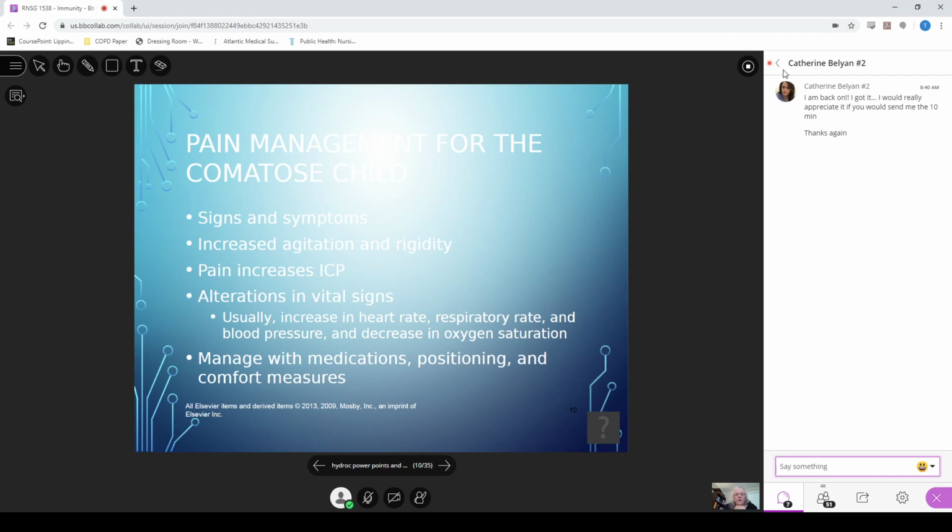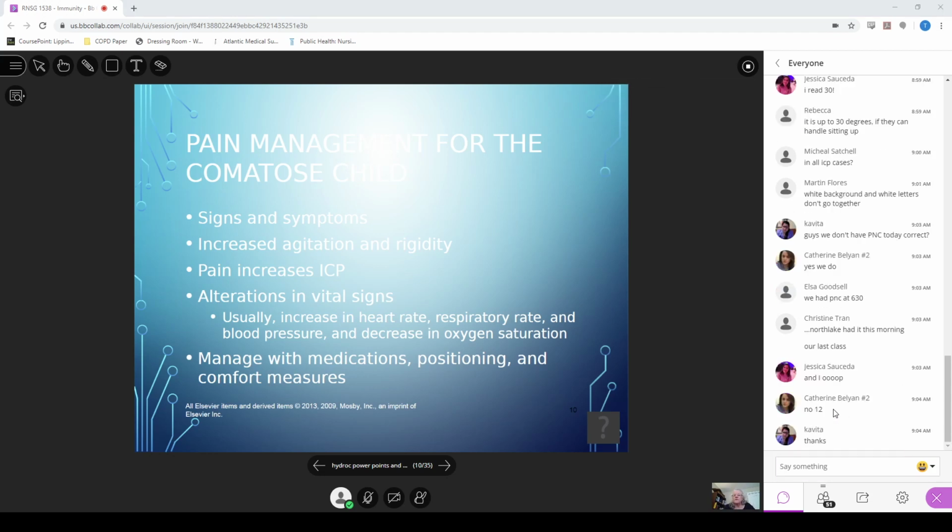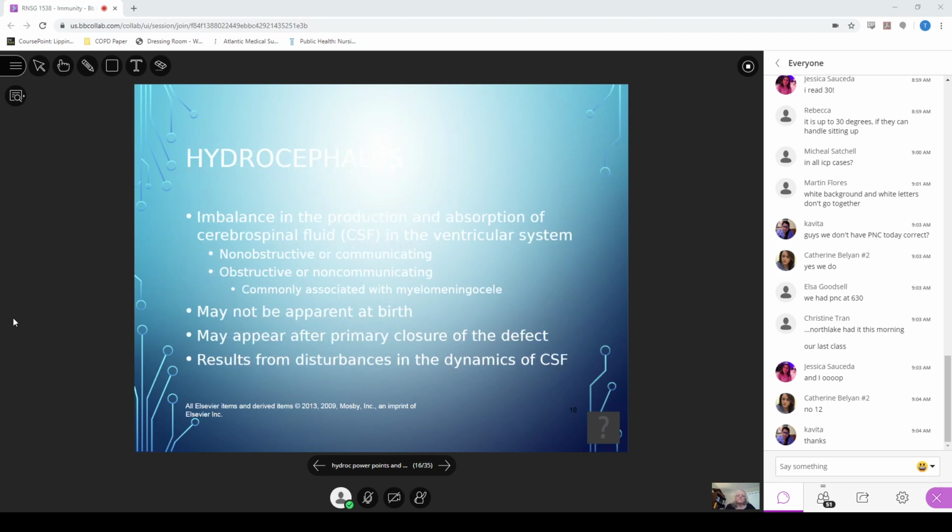Okay, so those comatose patients, we're going to kind of go on past that because this is more the intracranial pressure, generalized things. So I wanted to actually get to the hydrocephalus while we have some time.